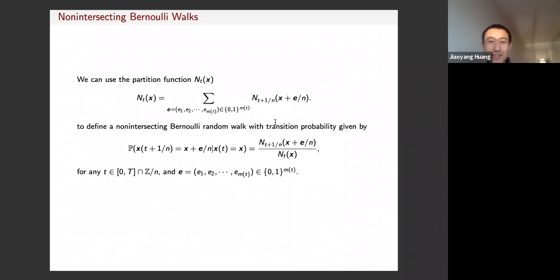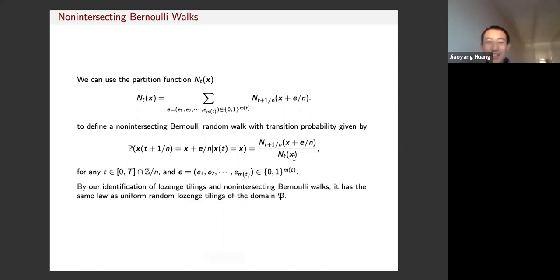Using this N_t, we can define this non-intersecting Bernoulli random walk with the transition probability given by the ratio of the partition function. Basically, at time t, start with configuration x. At the next time, you're at x plus e over n. The probability is just N_{t+1}(x plus e over n) over N_t(x). So you can see this non-intersecting Bernoulli random walk is essentially equivalent to the uniform random Lozenge tiling. To understand the random Lozenge tiling is the same as to understand this Bernoulli random walk with this transition probability.